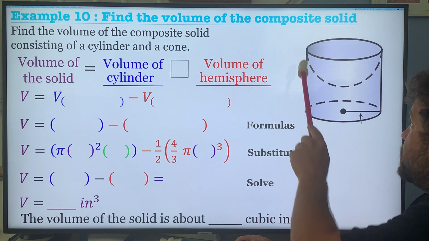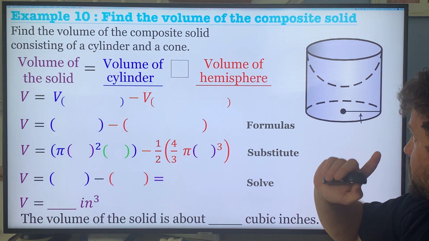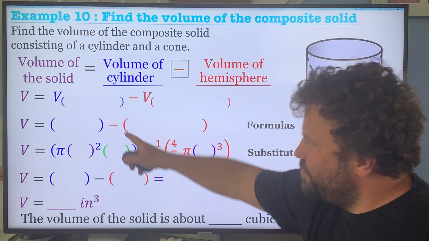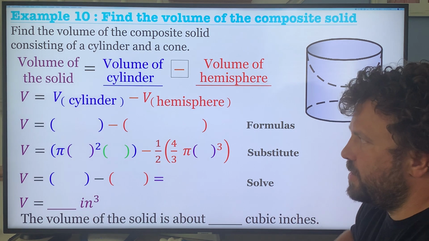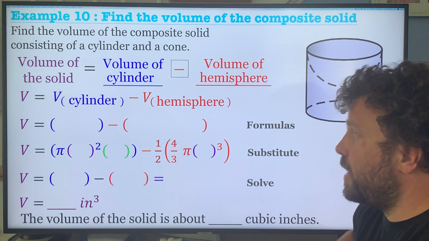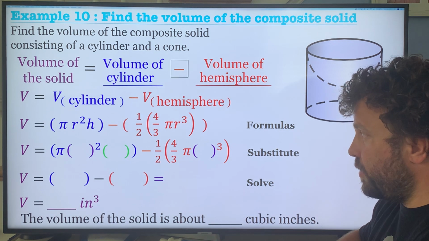So what are you going to do with these two since you're carving the hemisphere out of the cylinder? Subtraction. So the volume of a cylinder minus the volume of a hemisphere is the whole total volume. Volume of a cylinder is pi r squared h. Volume of a hemisphere is 1/2 of 4/3 pi r cubed.